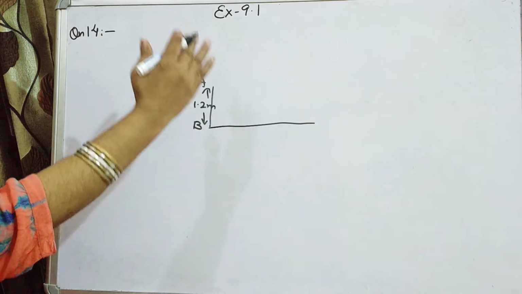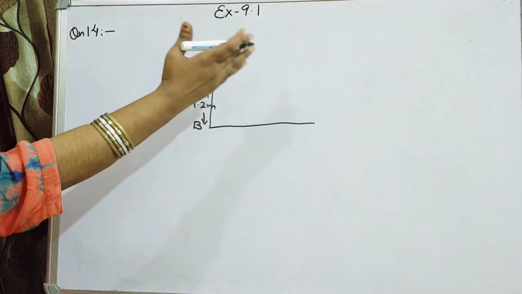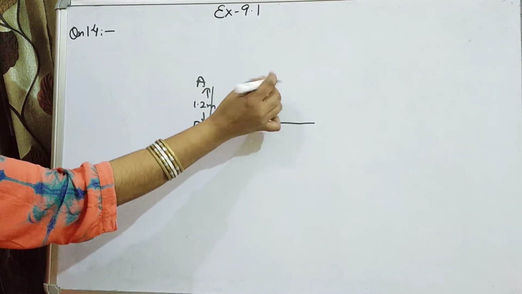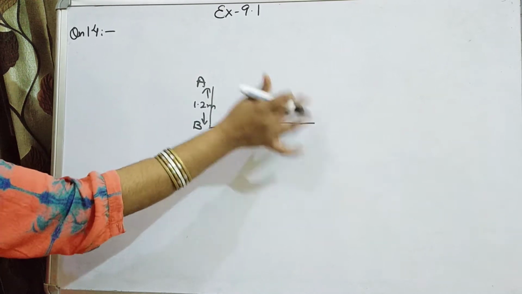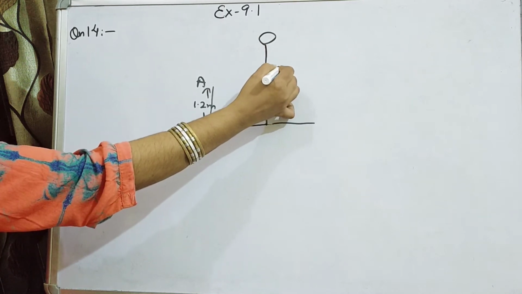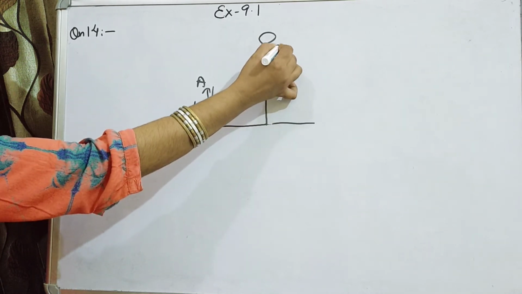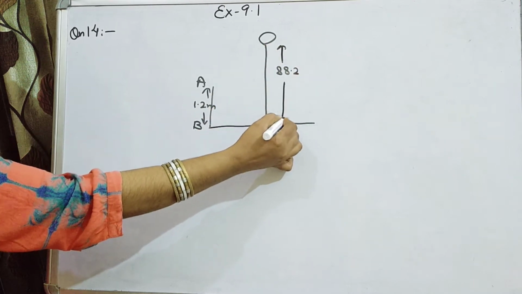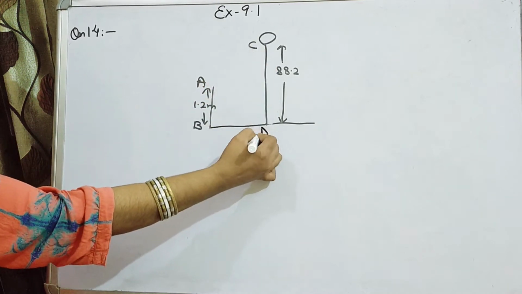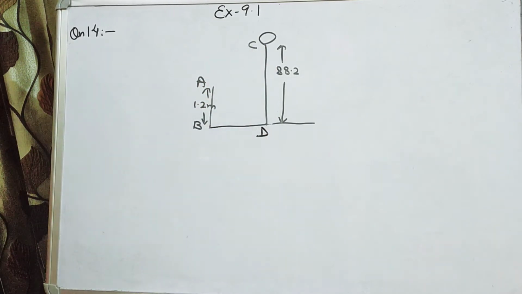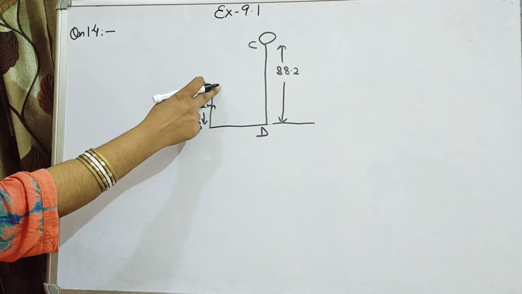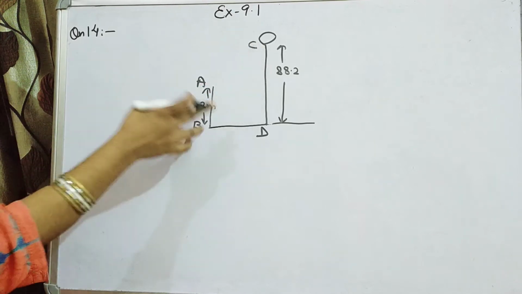Right? Now this girl spots a balloon which is moving with the wind in a horizontal line, and that balloon is at a height of 88.2 meters from the ground. If this is the ground, then let us suppose there is a balloon and it is at a height of 88.2 meter from the ground. Okay, and let's say this point is C and this point is D. Now what is said in the question is that the angle of elevation from the eyes of the girl up to the balloon is 60 degree.